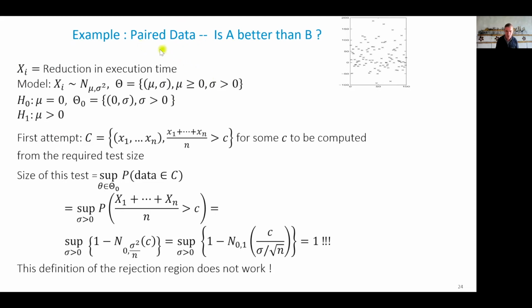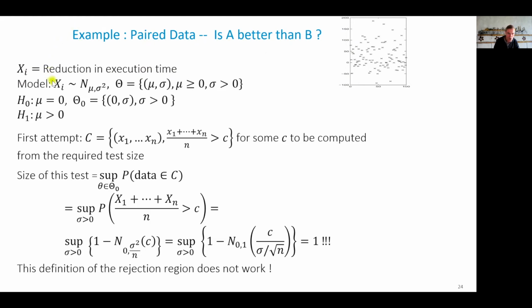Here, to simplify the story, I assume that I have two data sets, but now they are paired, which means I have done the experiments twice, A and B. And if I want to know whether A is better than B, I can simply look at the difference in performance after rescaling, possibly. So I call Xi the difference in performance, the reduction in execution time. I do this first because it corresponds to something that's often done. It's called paired data. When we have paired data, we can simply look at the difference, which reduces the dimensionality.